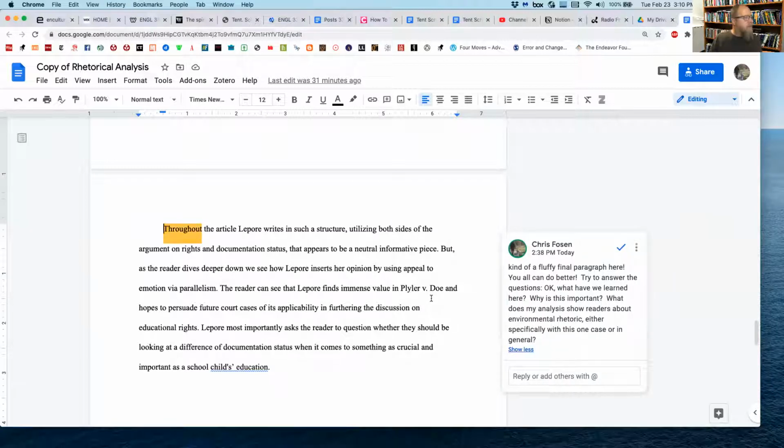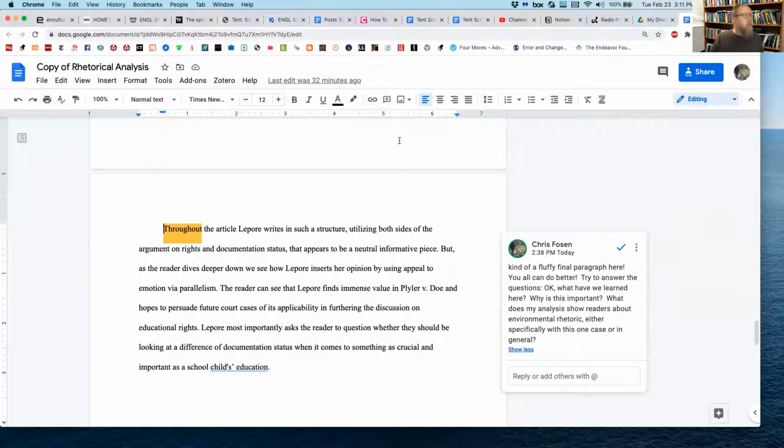where the author says, throughout the article, Lepore writes in such a structure, utilizing both sides of the argument that appears to be neutral. But as the reader dives down deeper, we see how Lepore inserts her opinion by using appeals to emotion, parallelism, and so on. So this is kind of a repeat of what we've already learned in the essay. It doesn't really break any new ground.